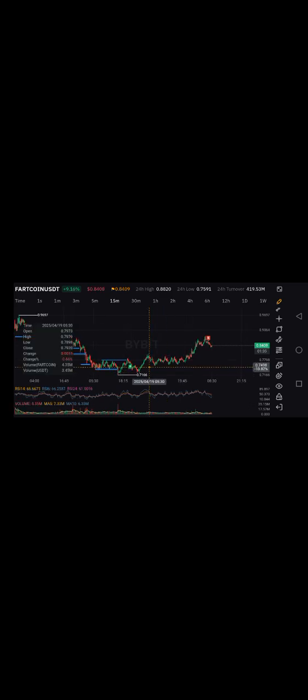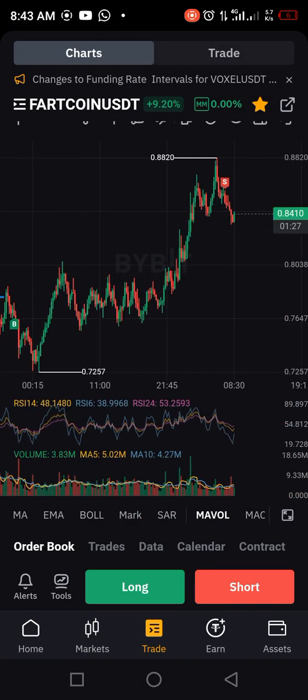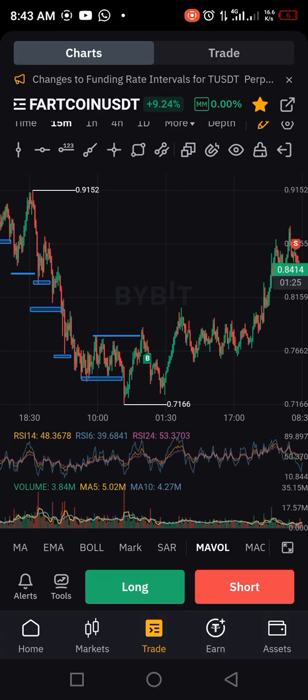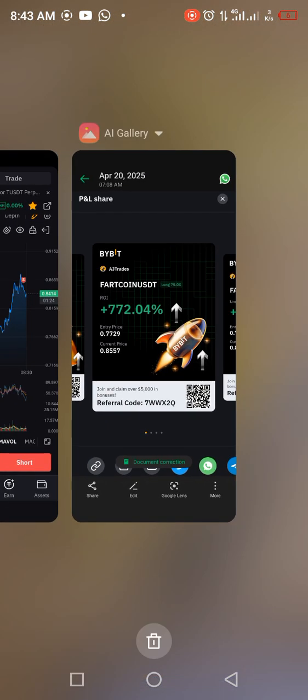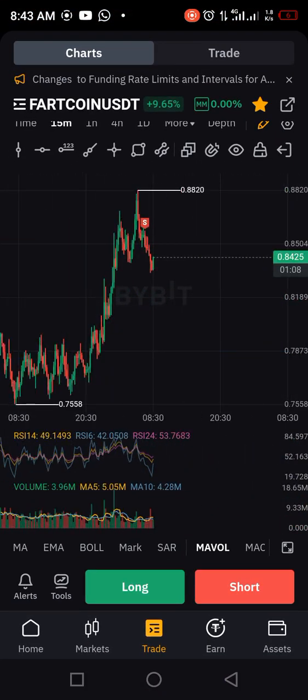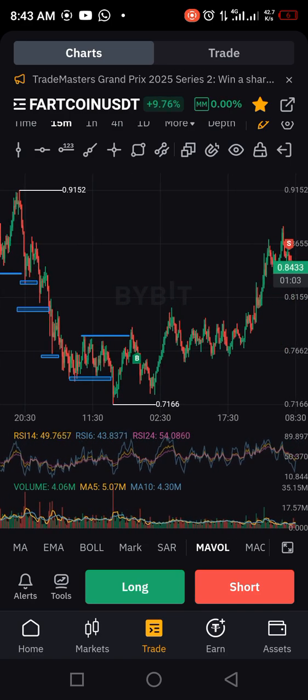Now, I rode this market up to this zone. Let me show you guys what I'm talking about. Now, this is it. You can see it. Fartcoin, 0.7729. I was able to hold the trade up to 0.8557, right? This is it. I just closed the trade this morning, although I held it for like a day and some hours.